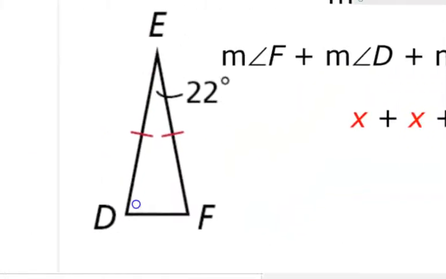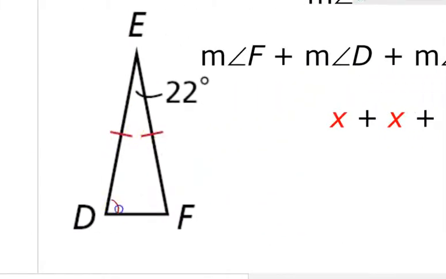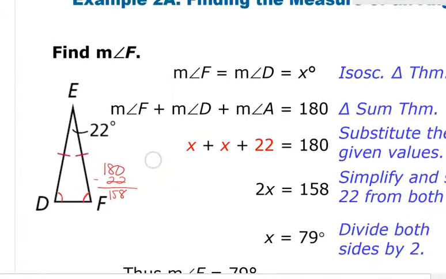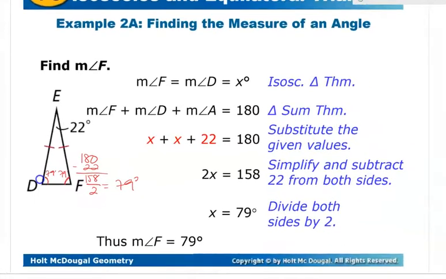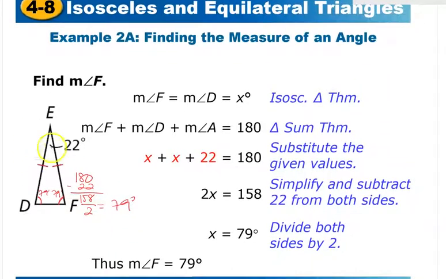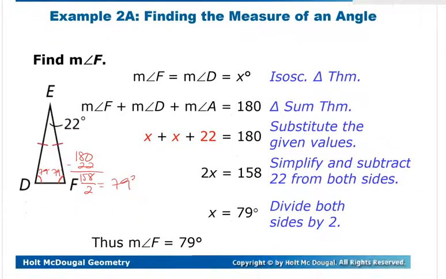Okay, so let's find angle F in this particular case. So looking at this, we have the sides are congruent, which means that these angles are going to be congruent. Now this whole triangle is 180, so I can subtract the 22, and we get 158. And then we could divide that evenly between the two, and we get 79 each. And if you did it right, all of these should add up to 180 again. So you can double check that way too.